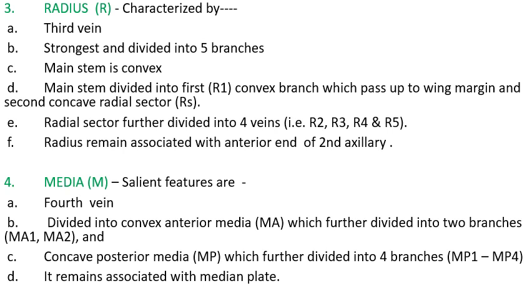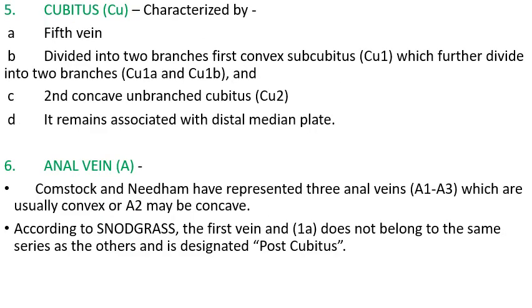The next one is the media, represented as M. This is considered the fourth vein of the insect wing, divided into the convex anterior media, MA, which is further divided into two branches, MA1 and MA2. This total structure is the convex organization. But the posterior media is concave, and it further divides into MP1, MP2, MP3 and MP4. So MA stands for the anterior media and MP for the posterior media, and the complete media remains associated with the median plate. The fifth one is the cubitus.